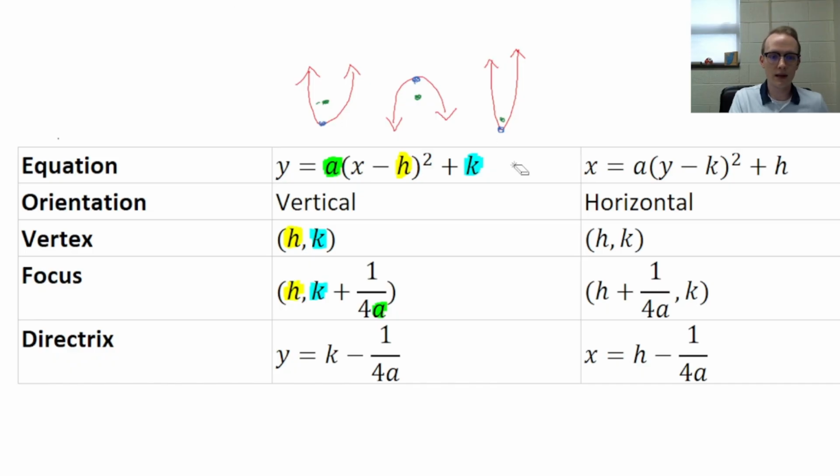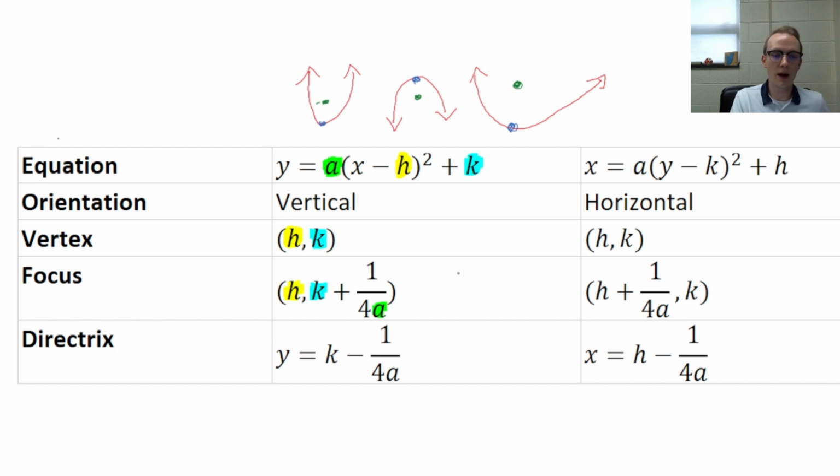And conversely, if a were small, in the sense that the absolute value of a is between 0 and 1, or it's a fraction getting closer and closer to 0, say a were 1 over 16, then that would make our parabola fatter, like this. And if our vertex is right here, our focus as the parabola gets fatter is going to get farther away from the vertex. And again, that would be illustrated here.